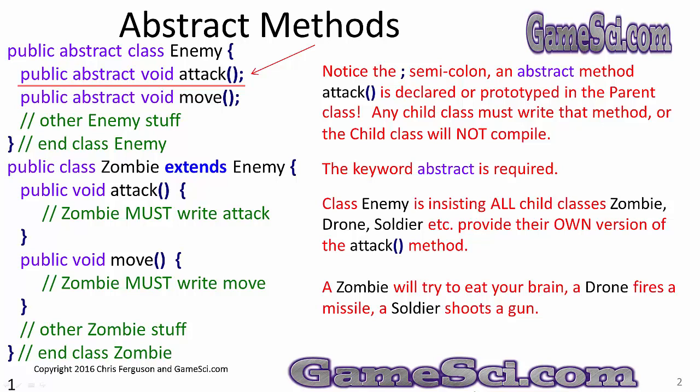For example, a zombie will try to eat your brain. That's what zombies do. A drone will fire a missile. A soldier will shoot a gun. That's where we use abstract classes. We know every enemy object wants to attack the main character, but they're all going to do something slightly different. So we declare attack to be abstract in the parent class, guaranteeing that vampire will write an attack method that bites the person's neck, or zombie will write an attack method that tries to eat your brain.